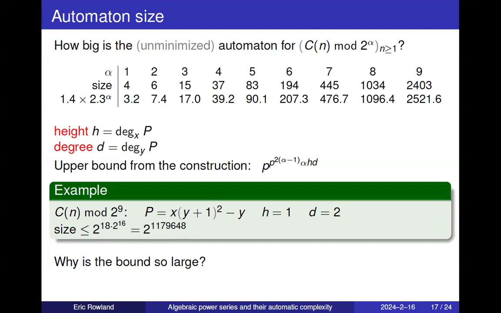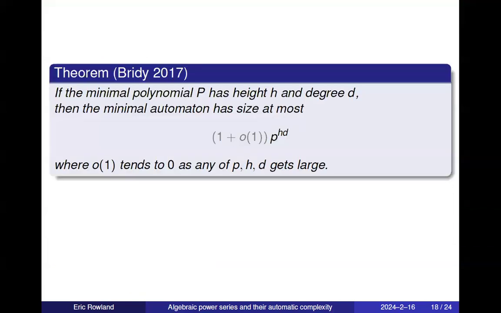So why is this bound so large? And so now we're transitioning into the stuff that we're working on currently. The simpler setting is to go back to not modulo p to the alpha, but just mod p. And so this corresponds to the finite field case. And this is a theorem from 2017 by Andrew Bridy that says if the minimal polynomial p has height h and degree d, then the minimal automaton for the sequence has size basically p to the hd.